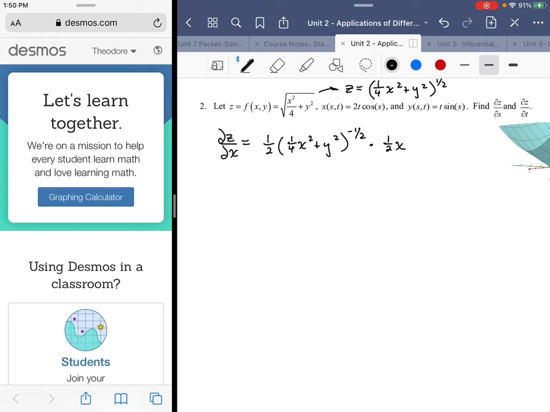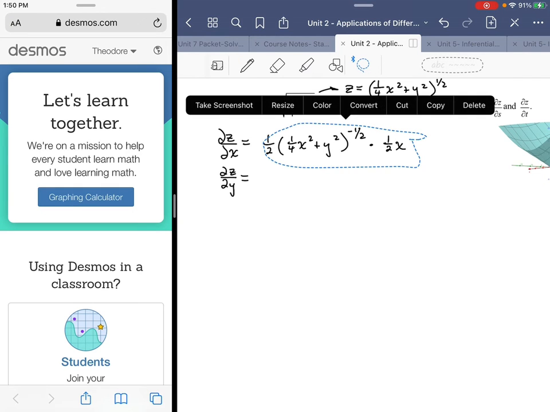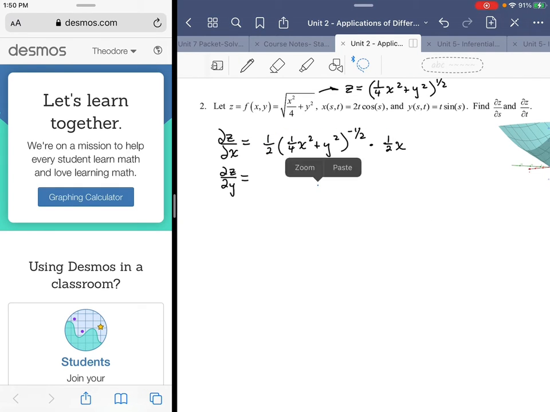Then I need my first order partial with respect to y. I have the same ingredients, except we're taking the derivative of the y part of it, the inner component of the function. The derivative of y squared becomes 2y.